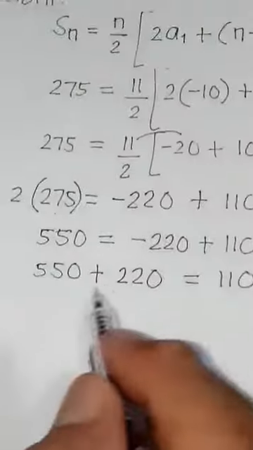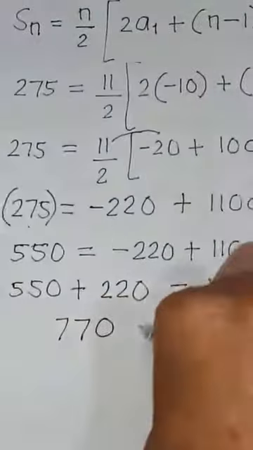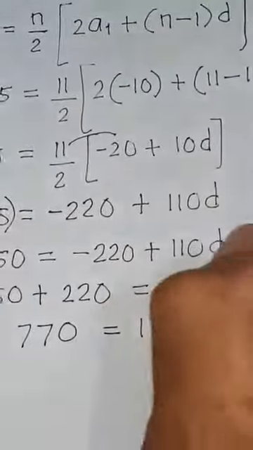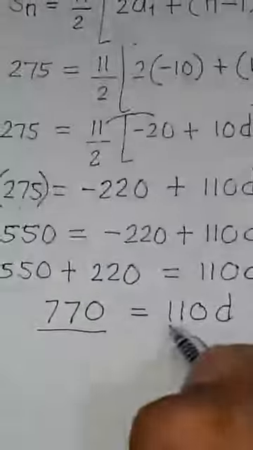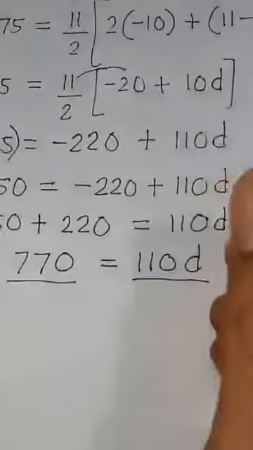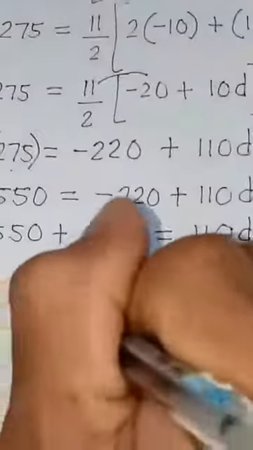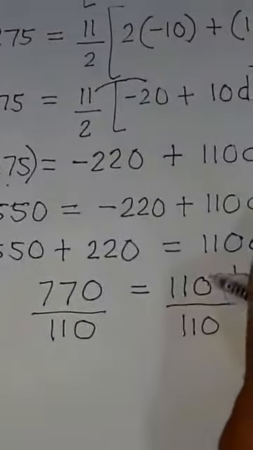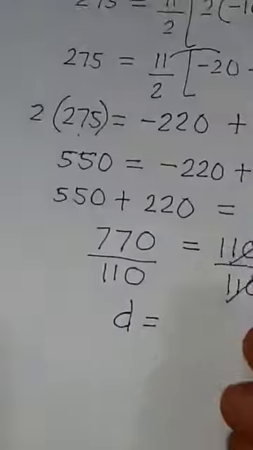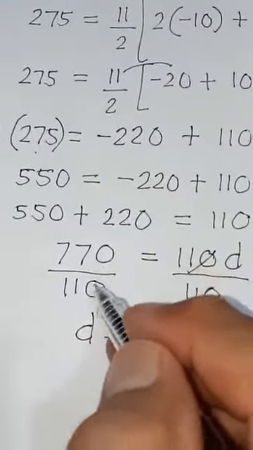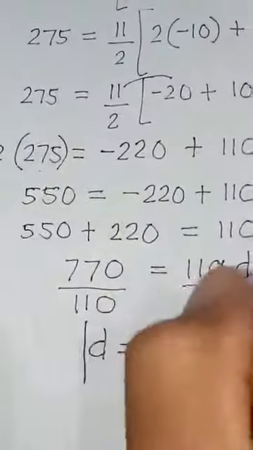So adding 550 and 220, that will give us 770 equals 110D. Dividing both sides by the coefficient of D, which is 110, so 110 will be cancelled out. So the value of the common difference D is equal to 770 divided by 110, and that will give us common difference D is equal to 7.